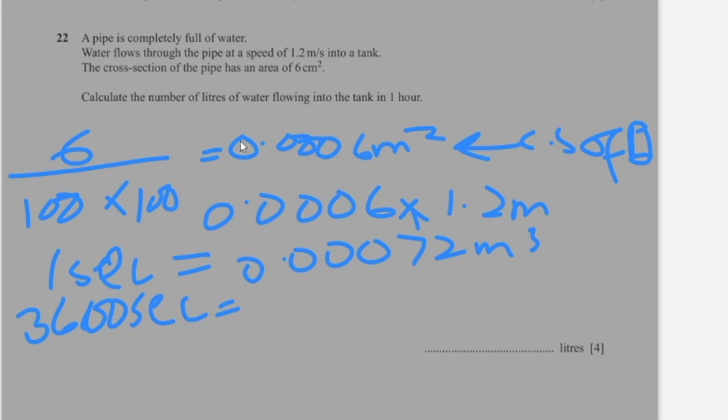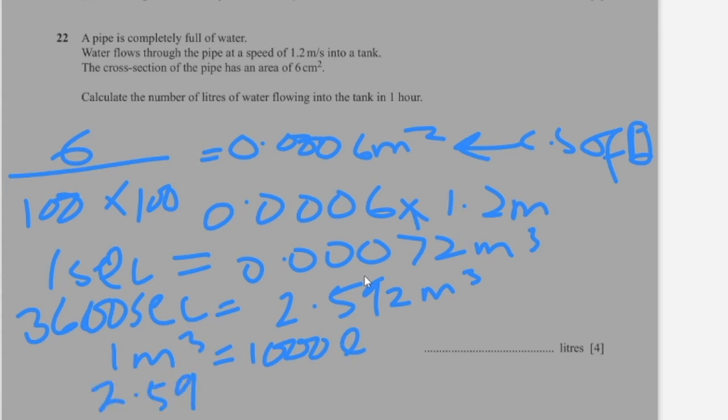And we need to multiply the two values, that is 3600 with 0.00072 meter cube to figure out the value, and that is 2.592 meter cube. And now we need to convert this meter cube into liters. So 1 meter cube is 1000 liters. How much is 2.592 meter cube? Well, that is 2592 liters. Here we have our answer.